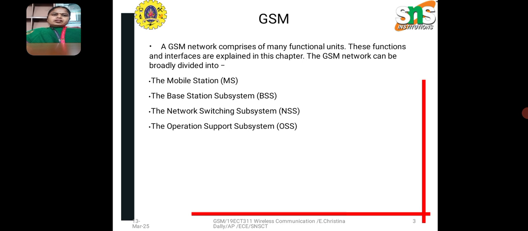So we know that GSM is a network. It consists of many functional units. The main units in GSM are the mobile station, the base station subsystem, the network switching subsystem, and the operations support subsystem. These are the main functional units available in GSM.